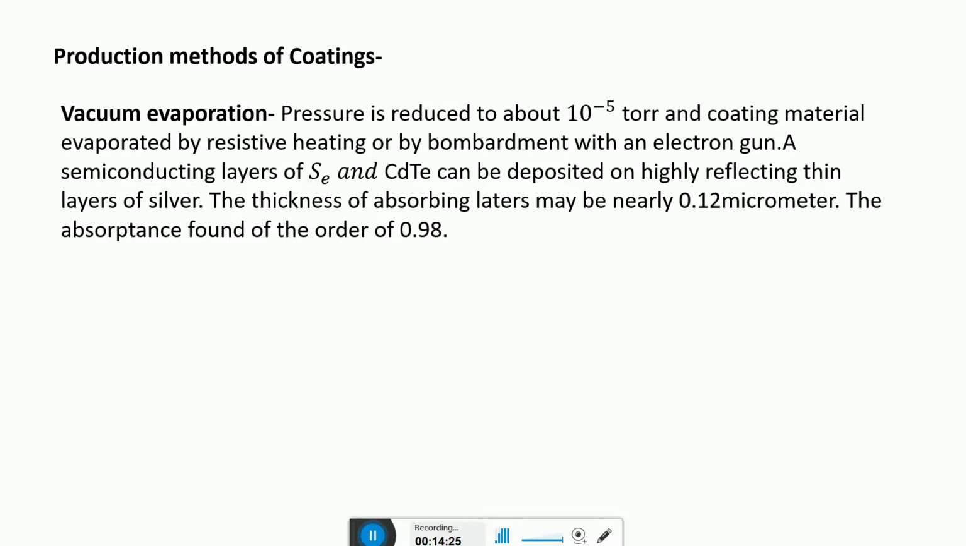Having 0.1 micrometer thickness. The thickness of the absorbing layers may be nearly 0.12 micrometer. The absorptance is found to be of the order of 0.98.